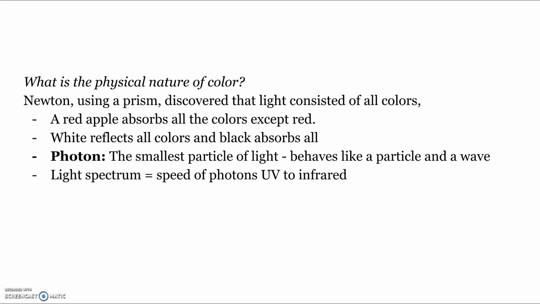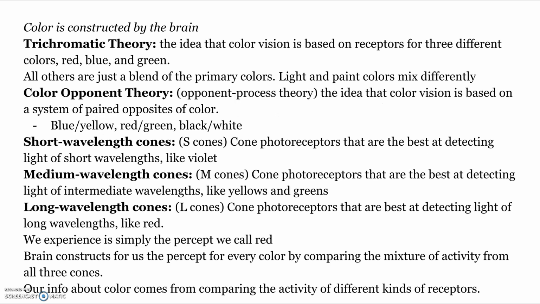The light spectrum is the range of wavelengths of photons, from ultraviolet to infrared. Color is constructed by the brain. Trichromatic theory is the idea that color vision is based on receptors for 3 different colors: red, green, and blue. All others are just a blend of the primary colors, light and paint colors mixed differently.